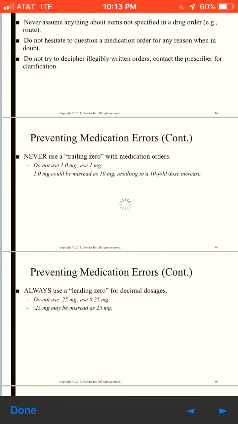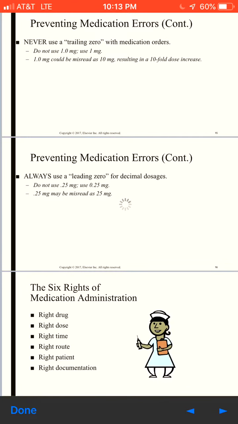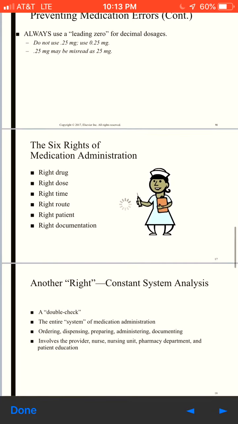Preventing medication errors, never use a trailing zero. So you don't want to write 1.0 milligrams, you just want to write 1 milligram, but you always want to use a leading zero. So 0.25 milligrams.